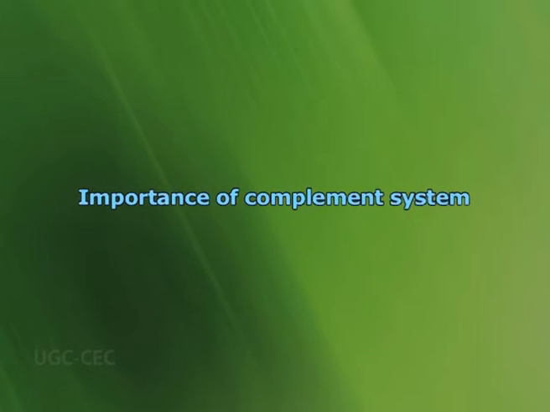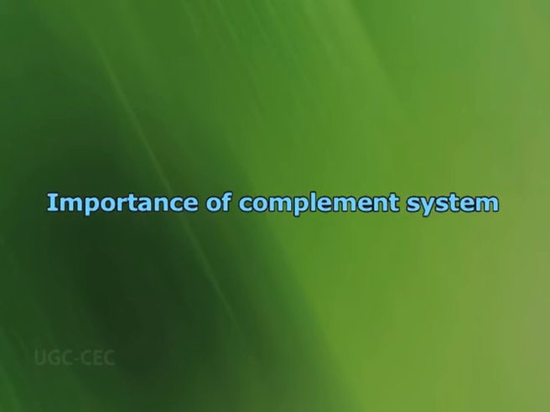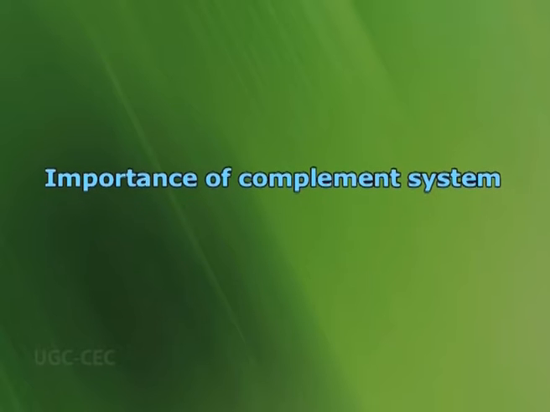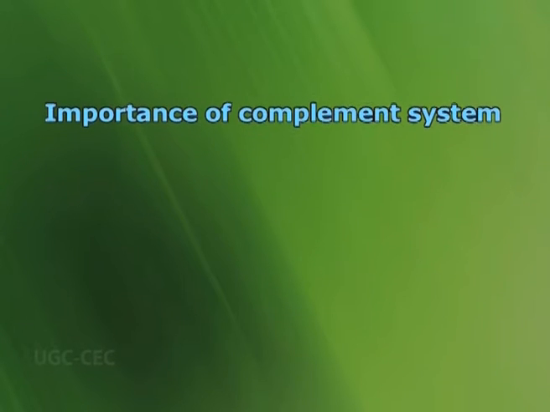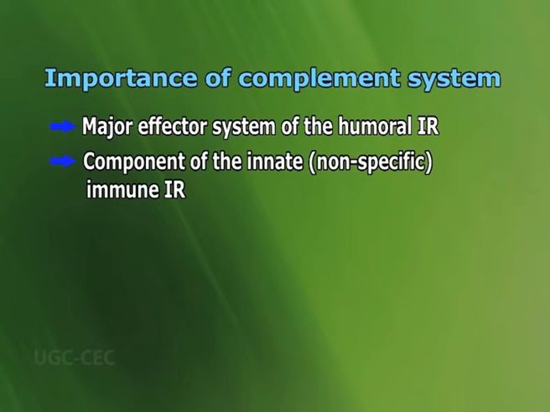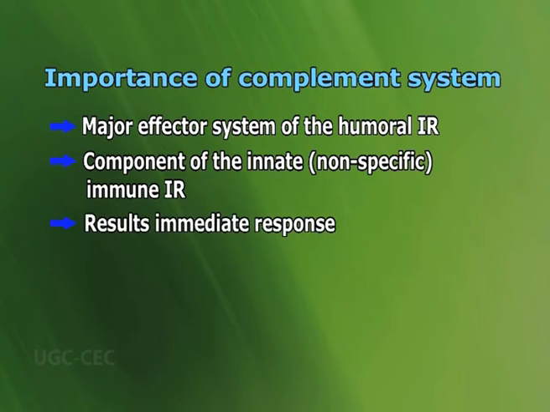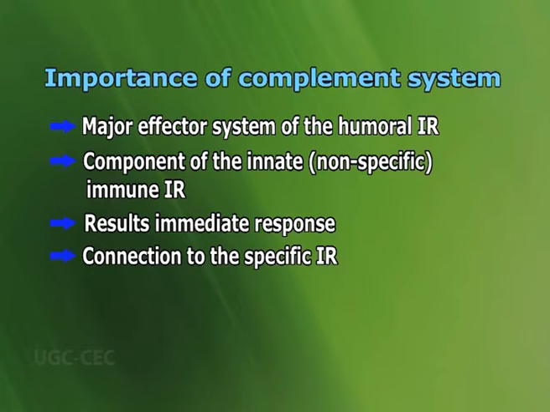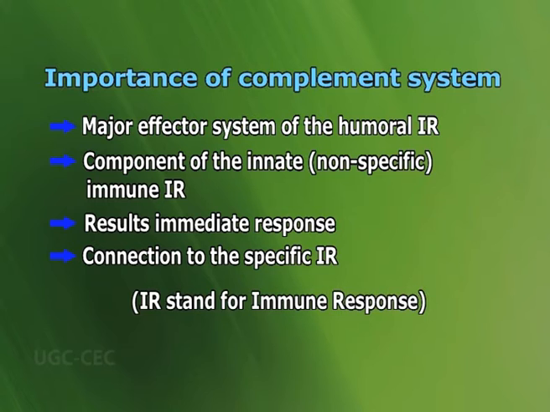Let us now look at the importance of the complement system. The importance of complement can be highlighted as: a major effector system of the humoral immune response (IR), a component of the innate, that is non-specific, immune response, resulting in an immediate response, and a connection to the specific immune response, where IR stands for immune response.